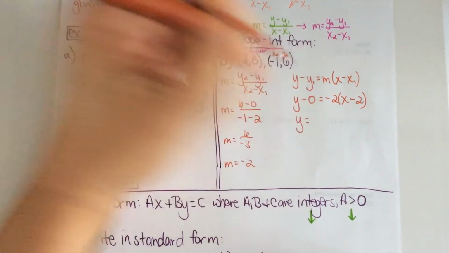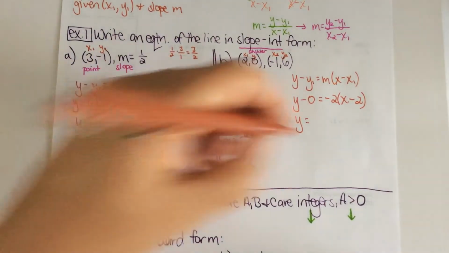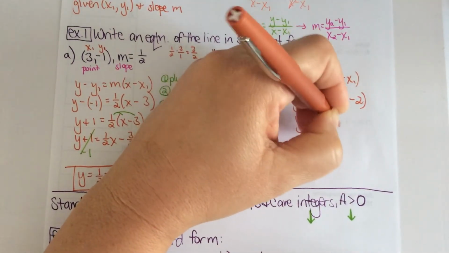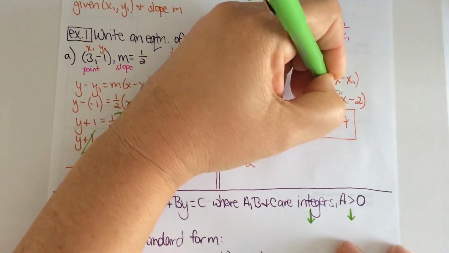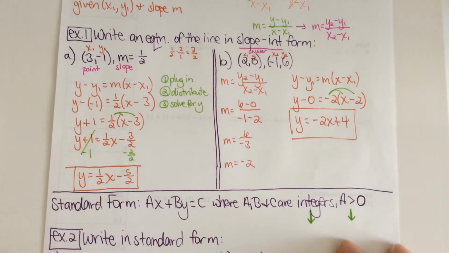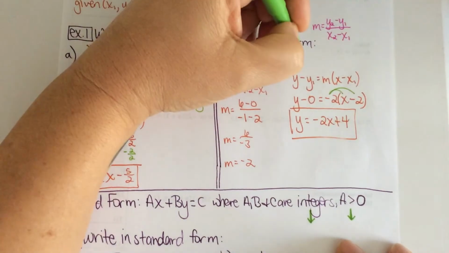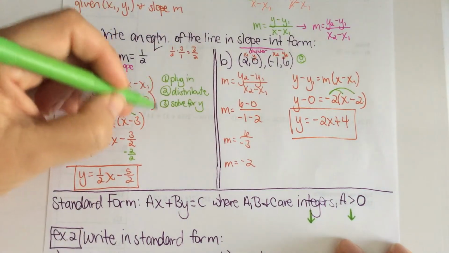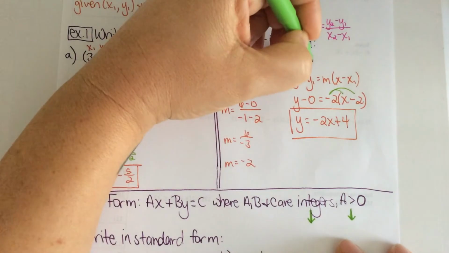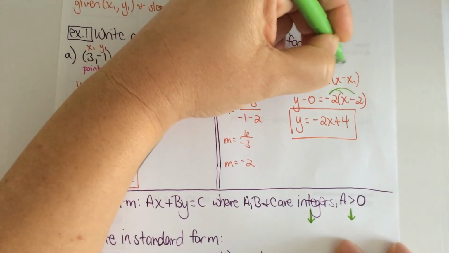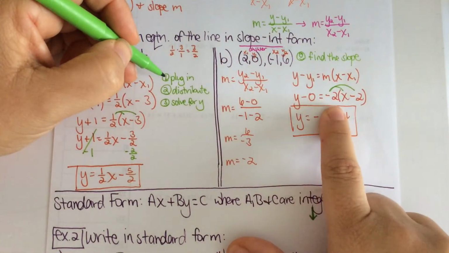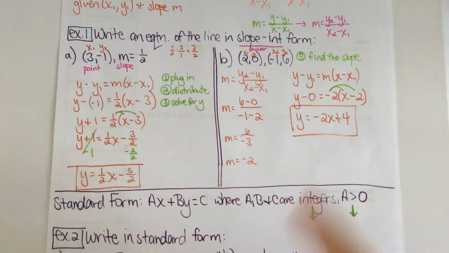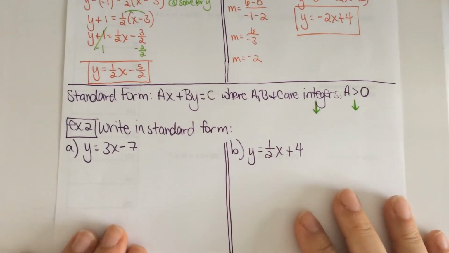Well, anything minus 0 is just that thing. And then distributing, and I'm done because the y is already by itself. So I'm distributing there. So this one kind of has a step 0 added. So we're going to go through steps 1, 2, and 3, but first we need to find the slope. So we found the slope, we plugged in, we distributed, and step 3 was already done for us.